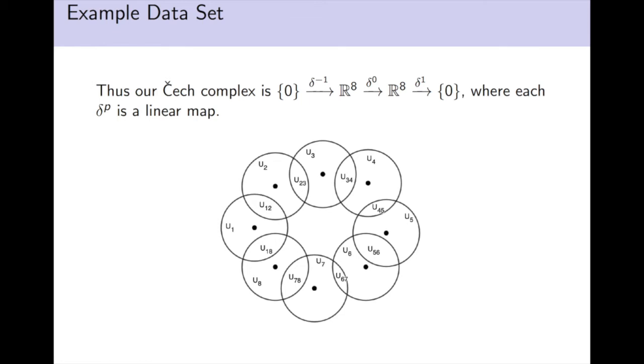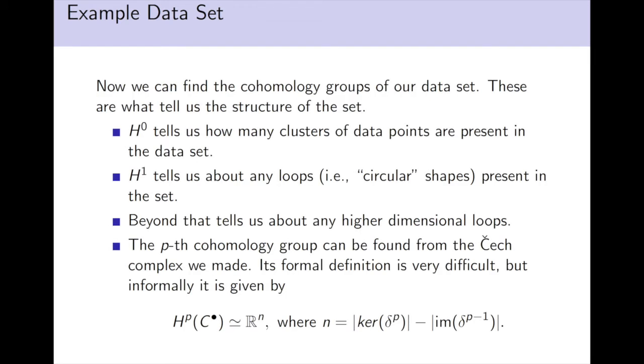Notice we did not have any threefold intersections. So once we're done with the pairwise intersections, we can map back to the trivial vector space because there's nothing left for us to count up. So we have our Čech complex in place. This allows us to find what are called the cohomology groups of our data set. These are what tell us about the structure of the set. This is where we learn about the holes and gaps present in the data set.